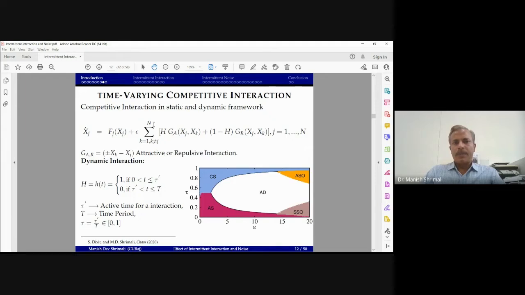This competitive interaction was also considered in two different forms, attractive and repulsive interaction, where the G function is considered as plus or minus (xk minus xj), and the sign depends upon whether you have attractive or repulsive interaction. This also leads from complete synchronization of oscillations to amplitude death, and then with very strong coupling, there are small synchronized oscillations. In the beginning, you can see that for tau values between 0 and 0.5, you have an asymmetric anti-synchronization state, and from 0.5 to 1, it is a complete synchronization state. That will depend upon whether you have a dominating attractive interaction or repulsive interaction.